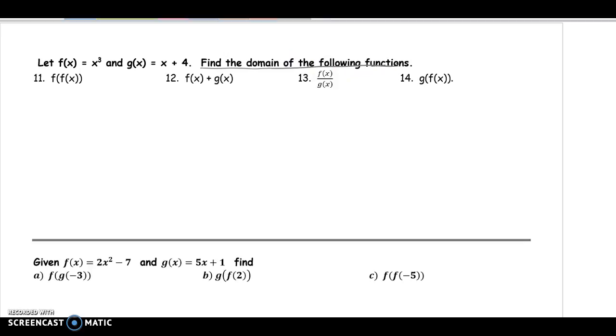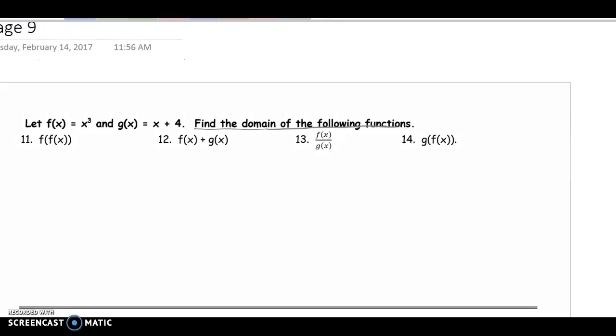The first one, this is the first time you've seen this, f of f of x. It means we are going to take the f function, x to the third, and plug it into the x of the f function, x to the third. So we're going to plug the function into itself. It kind of creates a black hole, but not really. We're not dividing by 0, so we're not all going to be engulfed by an awful black hole.